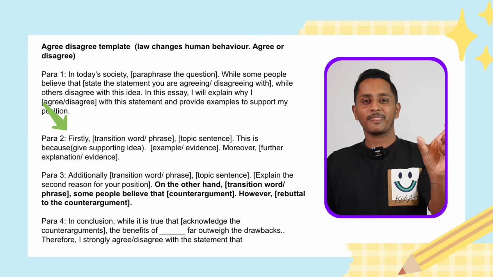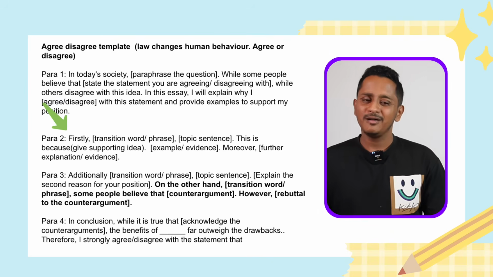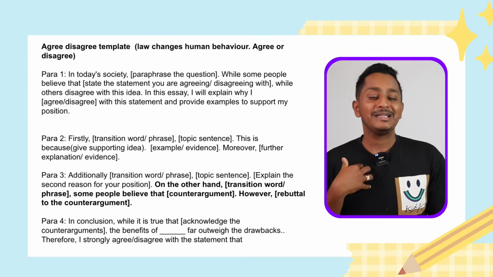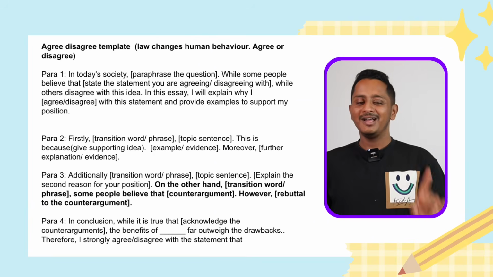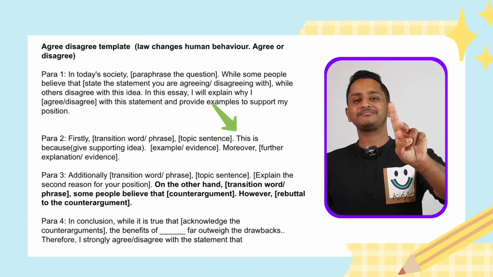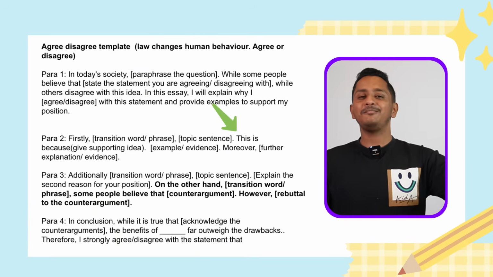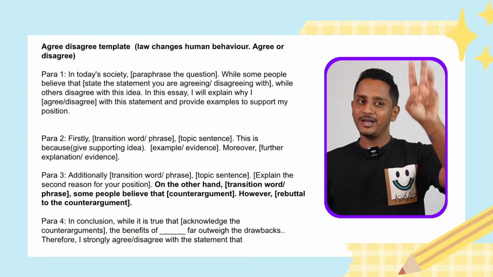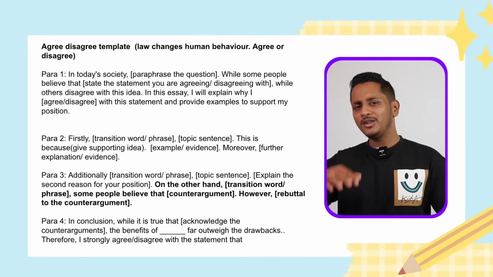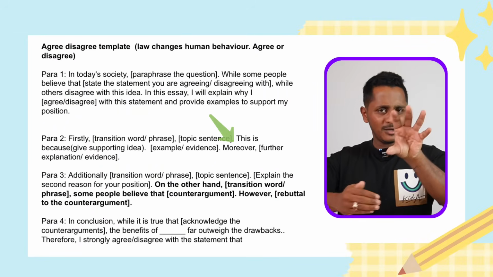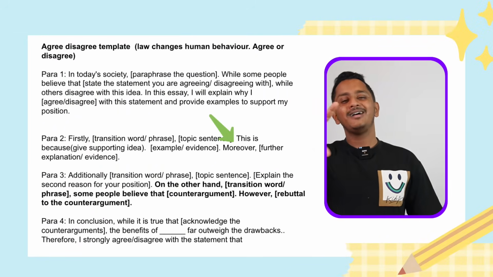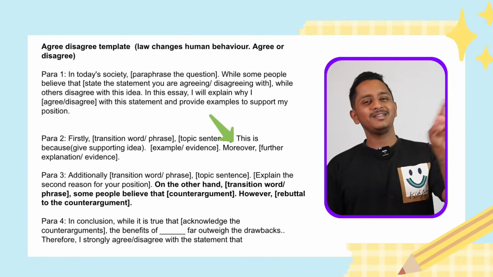Firstly, a transition word or a phrase for why you think law will change human behavior. Main idea. This is because supporting idea. Example. Main idea, supporting idea, example, done. After this, if you think you can write more, then you can generate moreover another second idea and continue with example. Main idea, supporting idea, example.